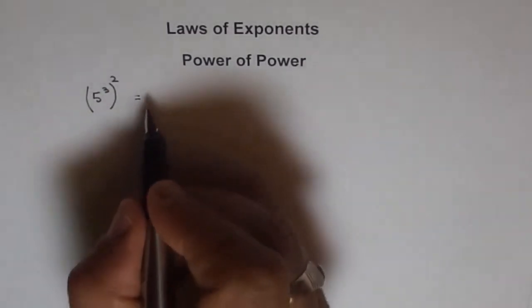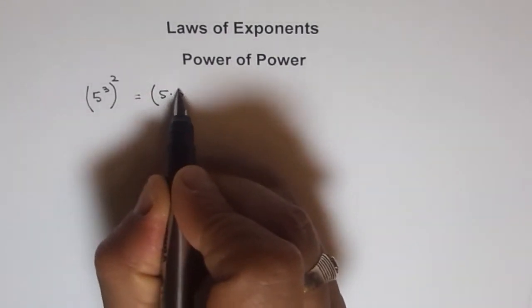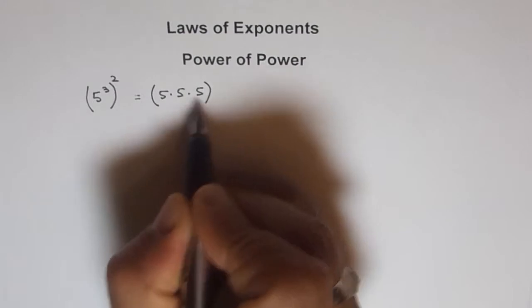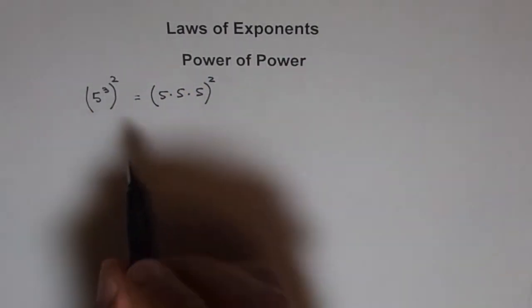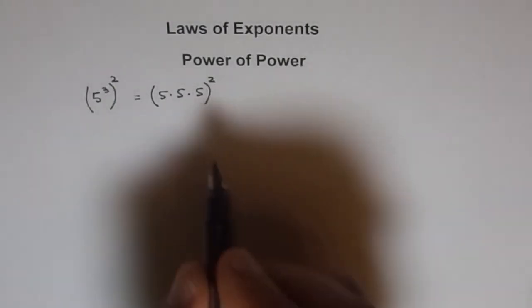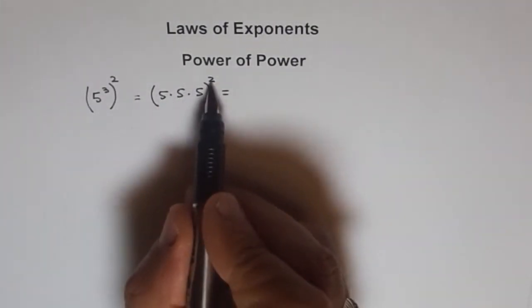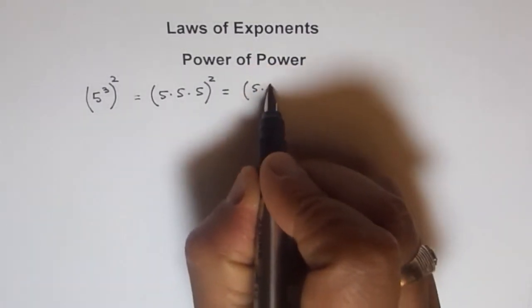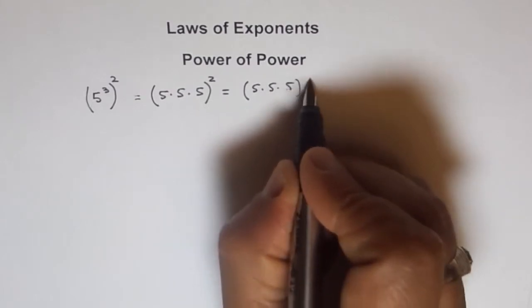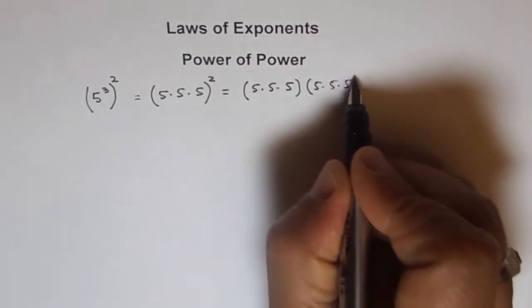Let me write that. 5 to the power of 3 means 5 times 5 times 5, and then to the power of 2. Correct? Yes. Now, what does this mean? This means that I have to multiply this factor 2 times, right? So this means this: 5 times 5 times 5 times 5 times 5 times 5.